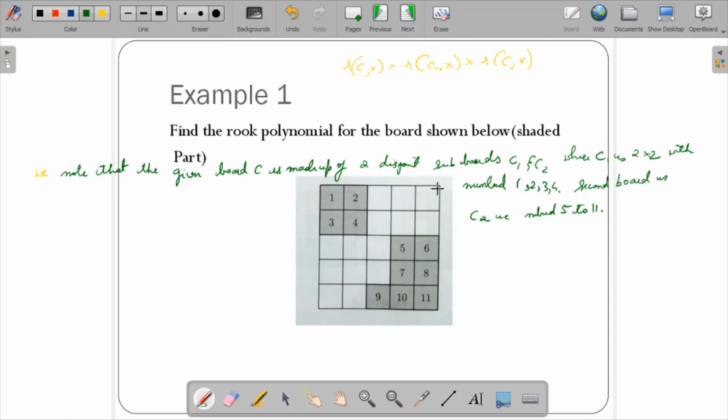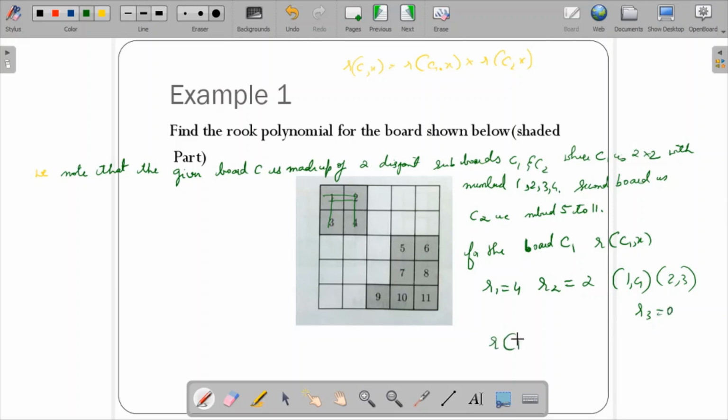Now first we have to find R of C1 comma x for the board C1. Within this 1 2 3 4, we know that R1 is equal to 4, and R2 is equal to 2, because this and this is not there. So the combination is 1 4, and one more time when we take 2, this and this will not be there, so 2 3. So R3 is 0. So R of C1 of x would be 1 plus 4x plus 2x square.